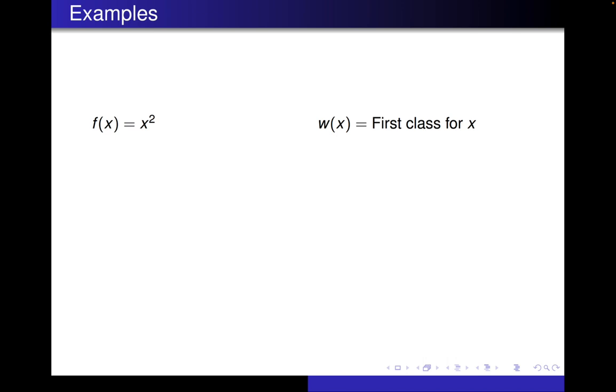So you have f of x equals x squared, and w of x equals the first class for the student x. If we're looking at f, you have a domain and you have a codomain. One of the elements of the domain is going to be 2. And when you square 2, 2 is the input, you get 4. So 4 is the output, so 2 is going to point at 4.